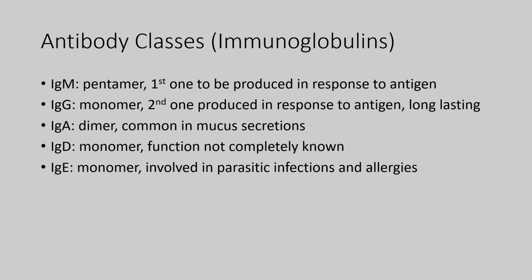Numbers of IgM after a while are going to start to decrease. As it's decreasing, then you see an increase in your IgAs. The IgA is going to last much longer. This has the memory cells. It's going to last throughout until you're done with the infection and even beyond that. IgA is a dimer, meaning it has 2 of those Y-looking structures connected together. IgAs are common in mucus secretions.